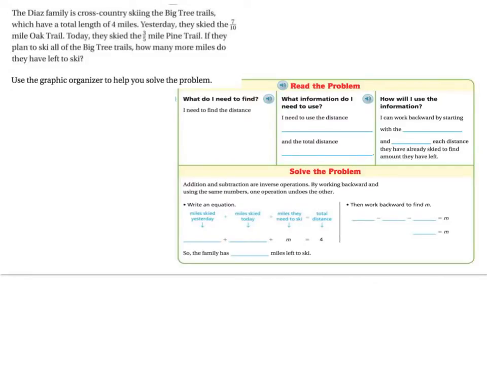First, I need to figure out what information I need to find, or what am I solving for. In the very last sentence, it's asking me how many more miles do they have left to ski. This tells me that I need to find the distance they have left to ski.